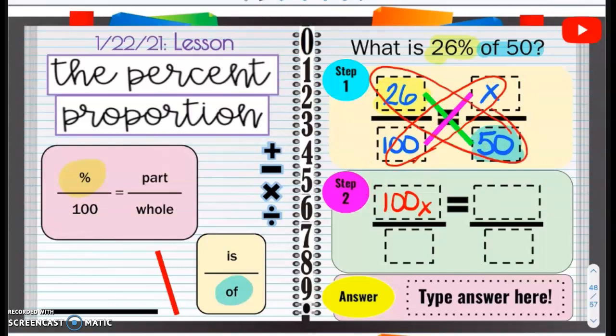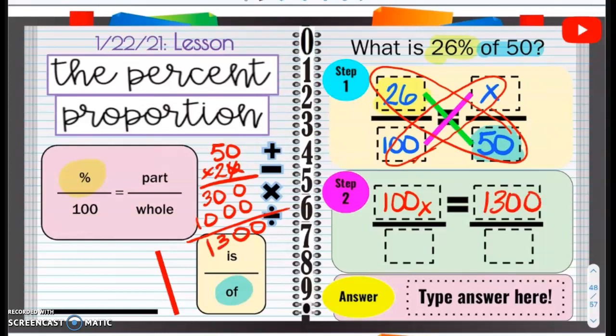50 times 26, let's do 50 times 26. 6 times 0 is 0. 6 times 5 is 30. Done with that 6. 0 placeholder. 2 times 0 is 0. 2 times 5 is 10. 0, 0, 3, 1. So 1,300.